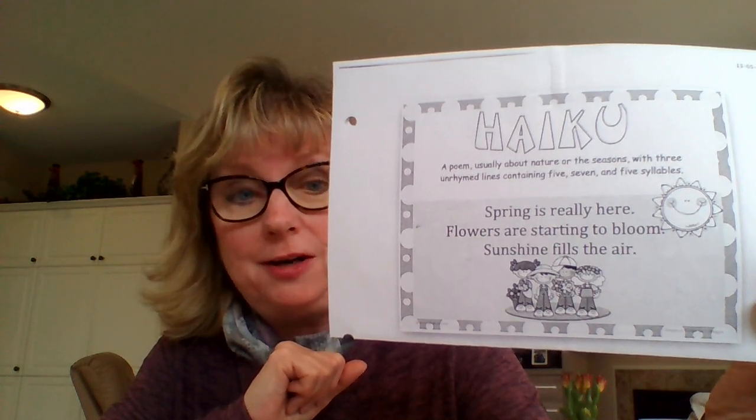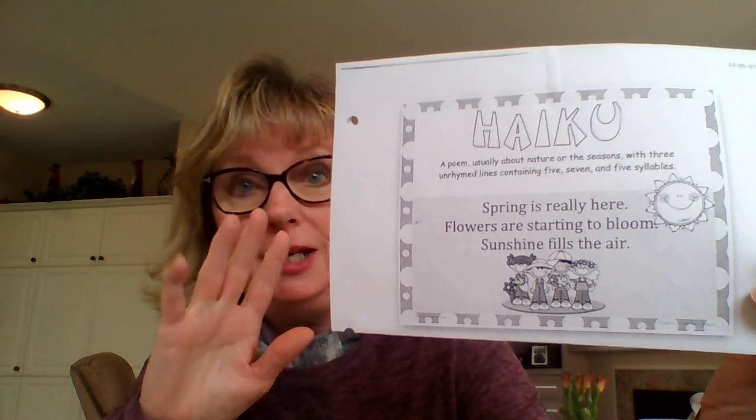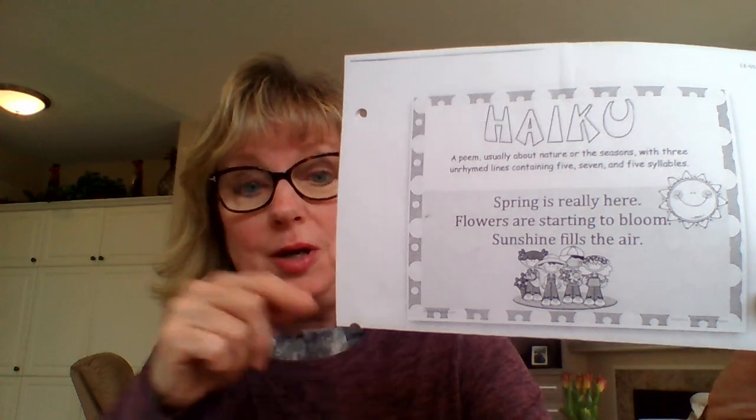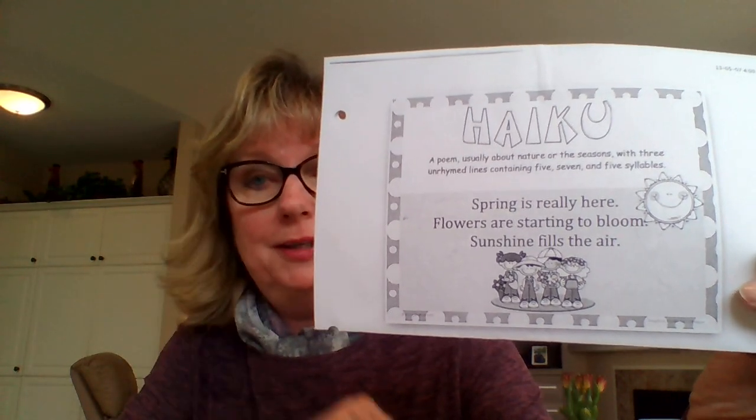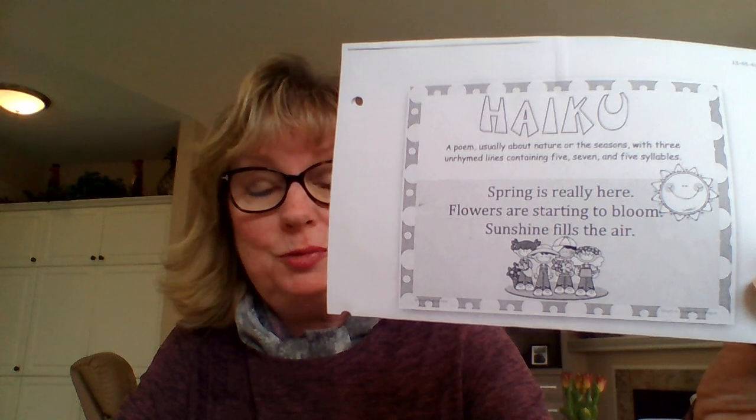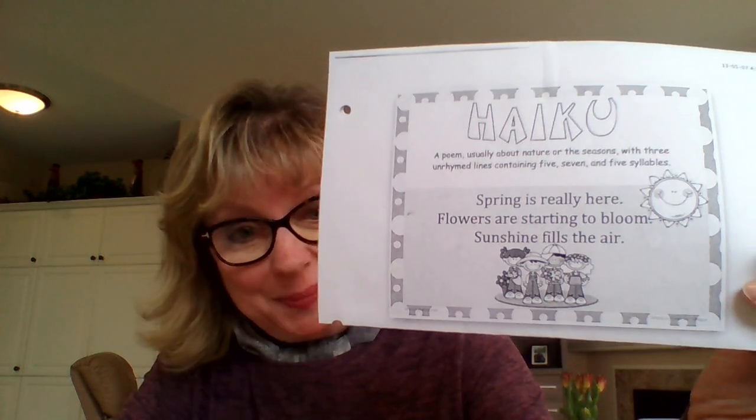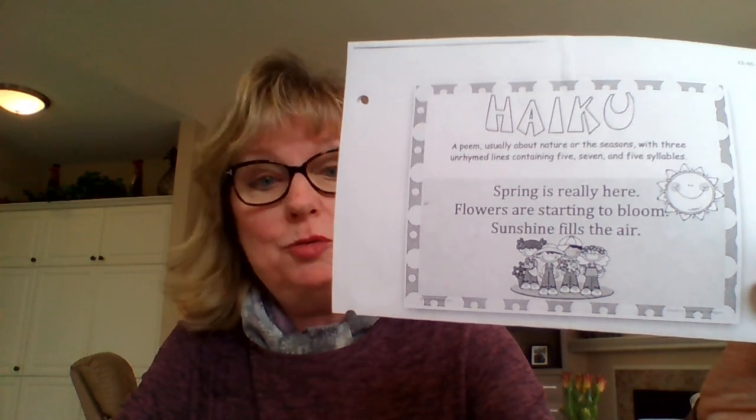How about the last line? Sunshine fills the air. Sunshine fills the air. 5 syllables. So I went 5, 7, 5. That's the easy rule to write a haiku. It's a nature topic again, and this one was about spring.